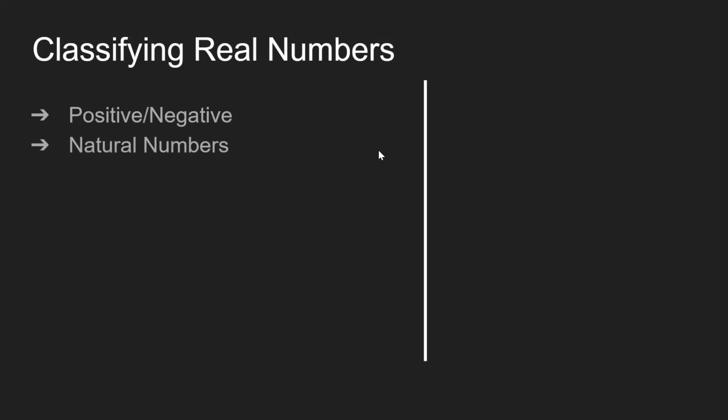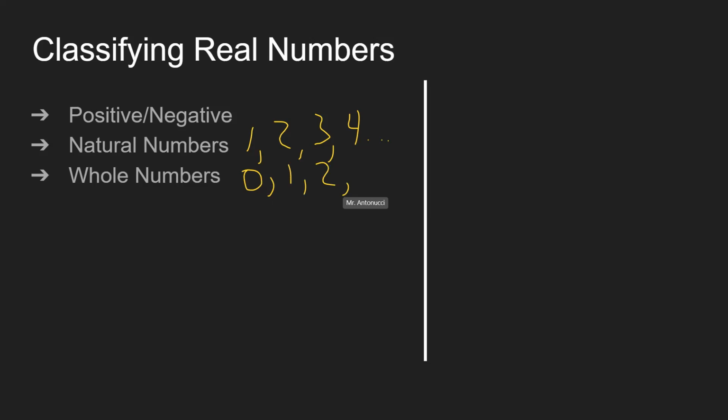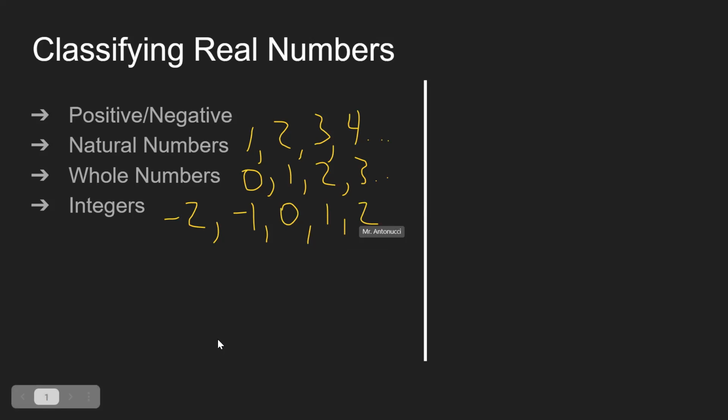Now, natural numbers are the numbers that you naturally count with, like 1, 2, 3, 4, and so on. The next set is the whole numbers. They're exactly the same set of numbers as natural numbers, except they include zero. So 0, 1, 2, 3, and so forth. The next set is integers, and those include all the whole numbers and their opposites. So now we're getting to negatives. So -2, -1, 0, 1, 2. But no decimals or fractions or square roots or anything like that.